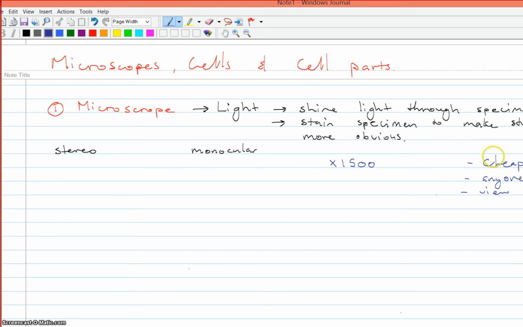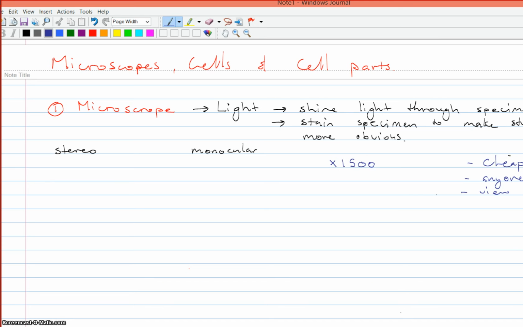You can view live stuff. So if you have a look under the microscope at some pond water, you can actually see some of the bits and pieces, like little insects and little organisms that are still alive, and they will wriggle across the screen. So you can actually view living things.